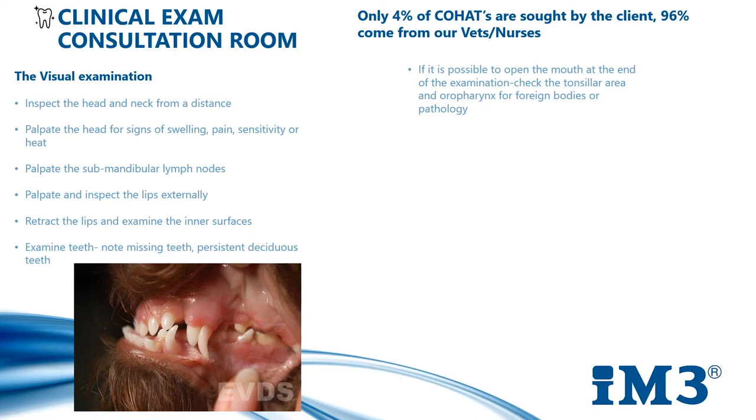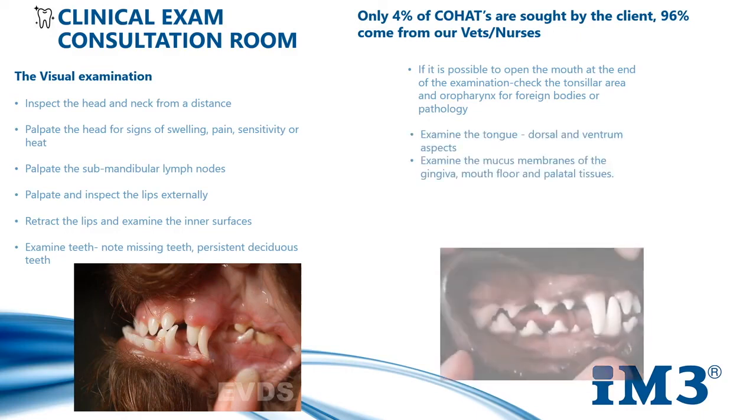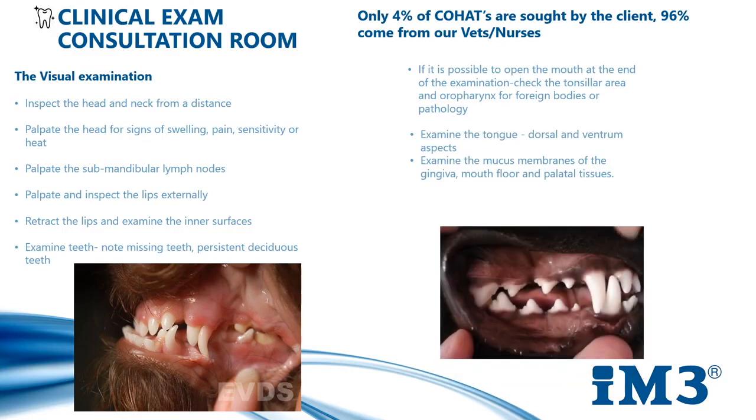Examine the tongue both dorsally and ventrally. Examine the mucous membranes of the gingiva, mouth floor and palatal tissues. Note any abnormalities such as bleeding, unusual swelling, foreign bodies, inflammation, ulceration, or changes in colour. Once we have done this, we're then ready for a full GA and a detailed periodontal exam.